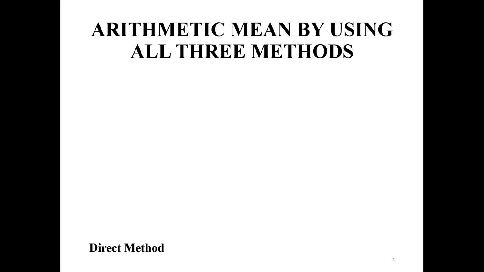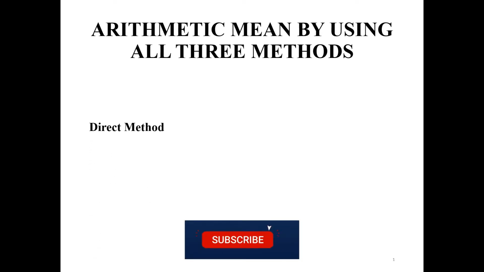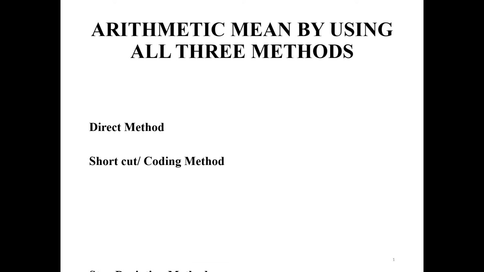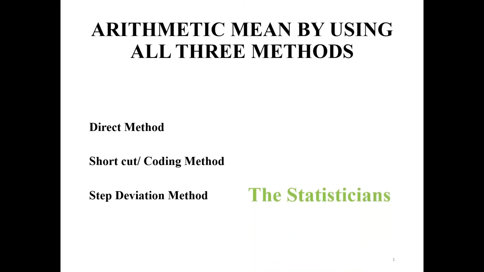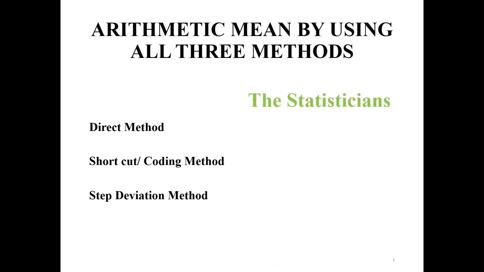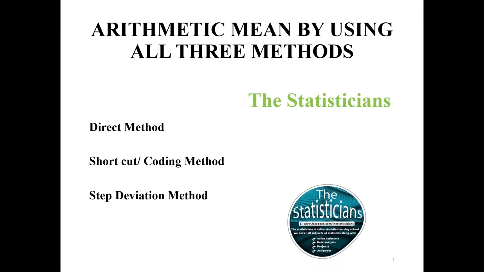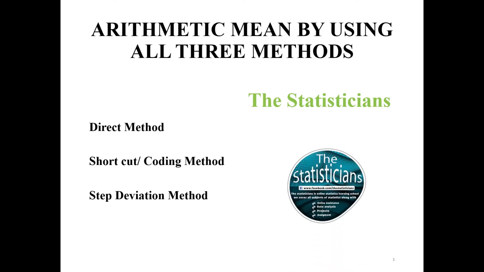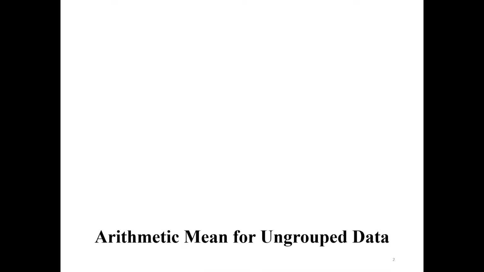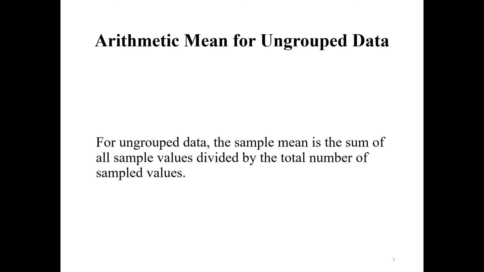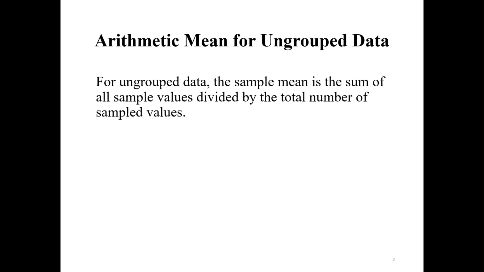In this lecture we will learn about a very basic concept of statistics, how to find arithmetic mean by using different methods. We will use ungrouped data in this lecture only. We will use three basic methods: direct method, shortcut or coding method, and step deviation method. First of all, arithmetic mean of sample data is very simple.